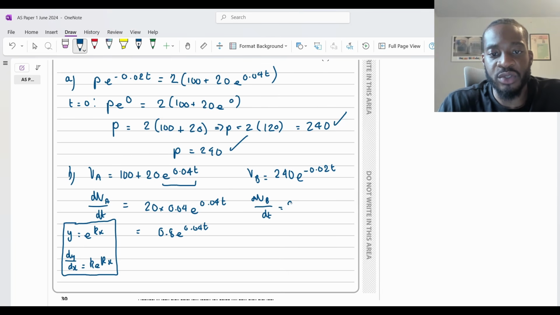This is going to equal 240 times negative 0.02 e to the negative 0.02t. And then what's that? 2 times 240 is 480, so it's going to be 480. It's going to be 4.8. So negative 4.8 e to the negative 0.02t. So these are our rates of change respectively, right?